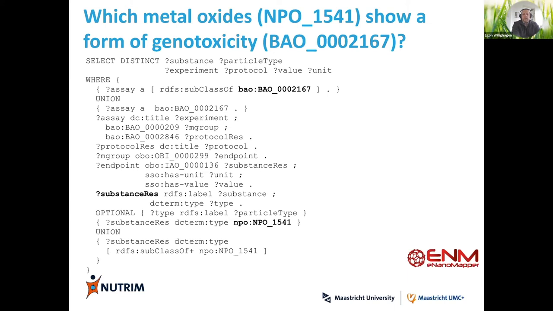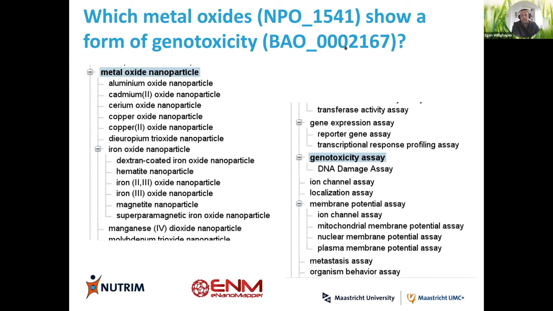Starting with this information, we can do this. Now, this query is quite complex, and we see at the top there this union and so on. What is happening there is that this genotoxicity assay, actually, we saw that on the previous slide here, has a subclass, DNA damage assay. It's just one here, but if you consider, for example, a membrane potential assay, there are multiples underneath. If you look on the left side for metal oxide, there are even more classes underneath.